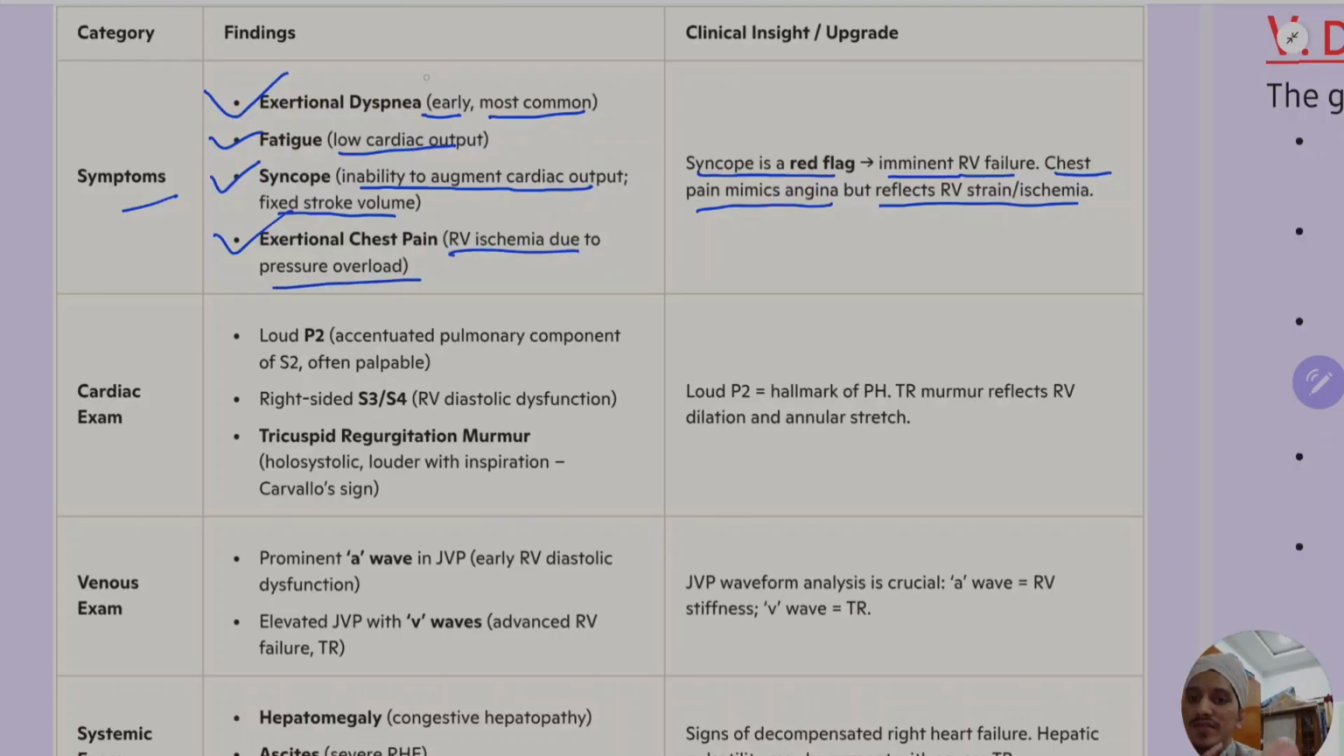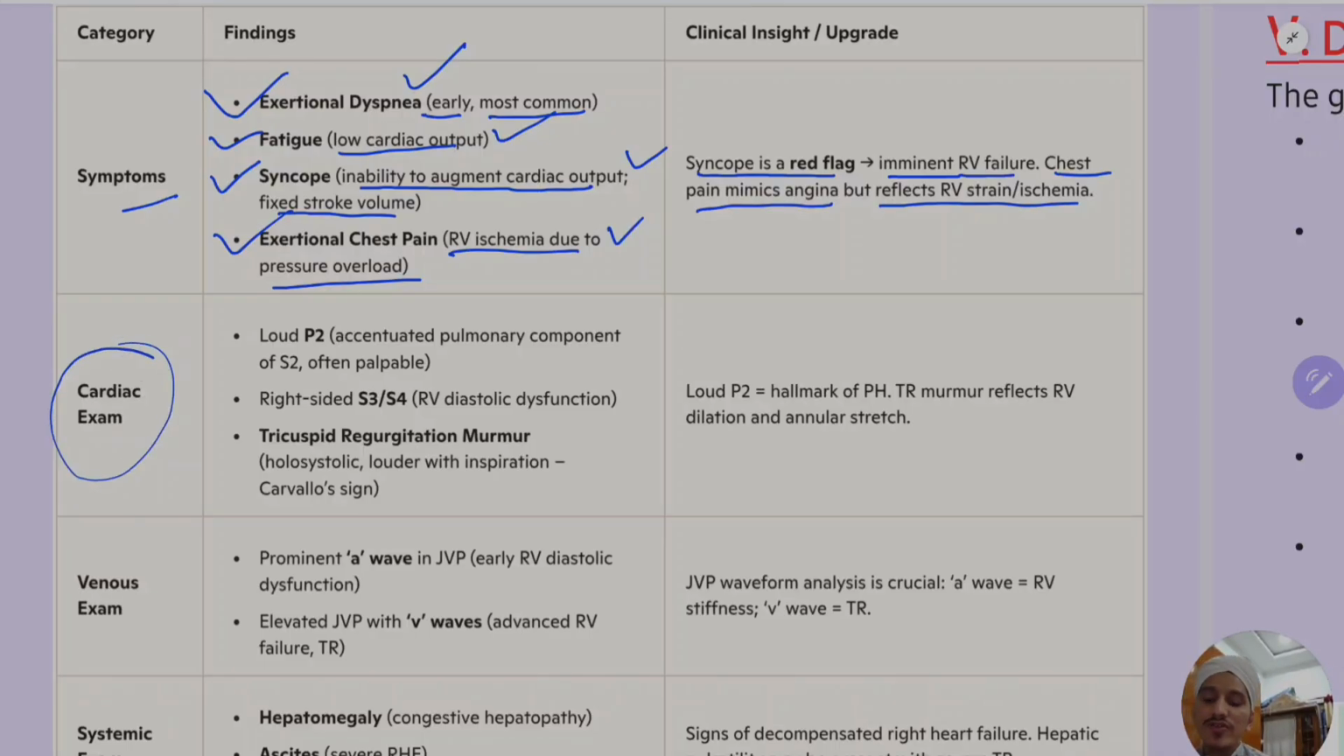So these are the symptoms. Exertional dyspnea. What is the cause of dyspnea? Exertional dyspnea is because of pulmonary hypertension, pulmonary edema. Okay, fatigue is because of reduced cardiac output. Syncope is when the heart is not able to pump, when the stroke volume of the heart is fixed because of failure. So that time you will have syncope. That is an imminent sign of right ventricular failure. And exertional chest pain you will have. This is because of demand supply mismatch because of chamber hypertrophy.